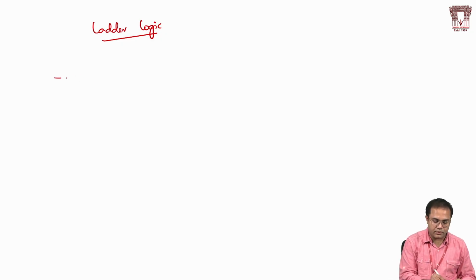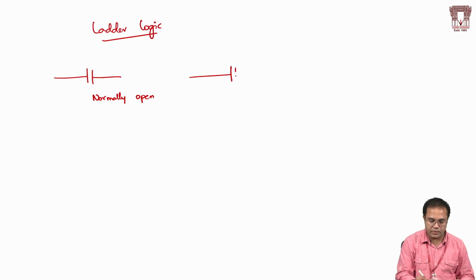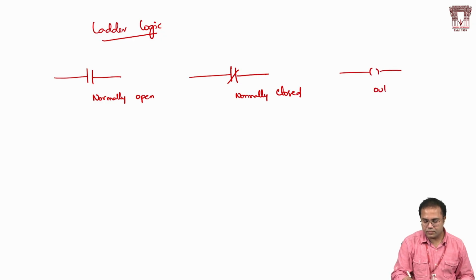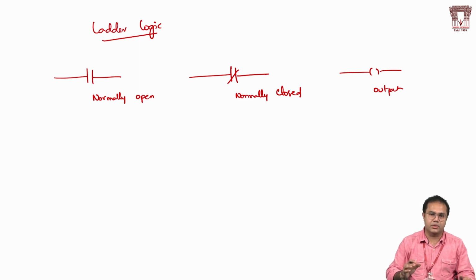The first instruction here is normally open. In some books they refer to it as examine open. Next we have normally closed, or examine closed, and then the output. As I mentioned already, ladder logic is GUI based, so here we don't write any text based instructions. We use only symbols.